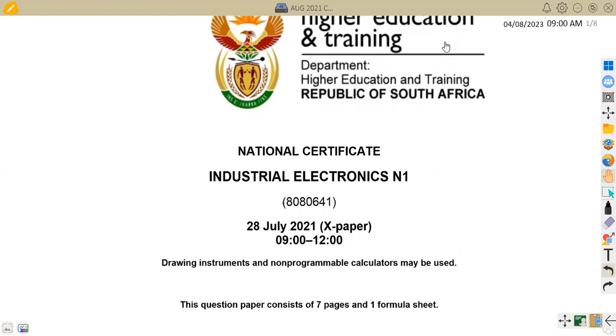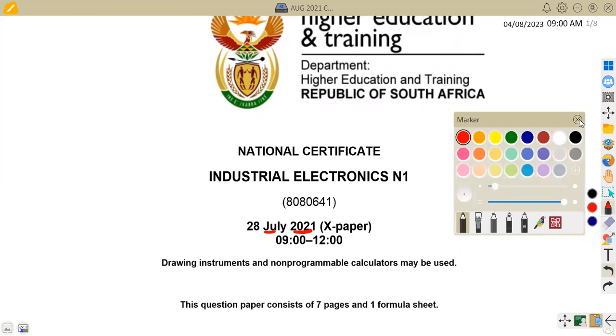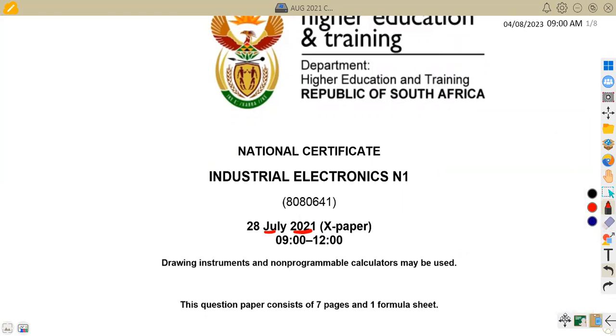Still working on industrial electronics N1. In this case, we've got the question paper, which was actually written in July 2021. So we just want to work out these typical questions so that we can prepare ourselves for the exams which are ahead of time. So let us quickly rush through the questions and see what you're given.